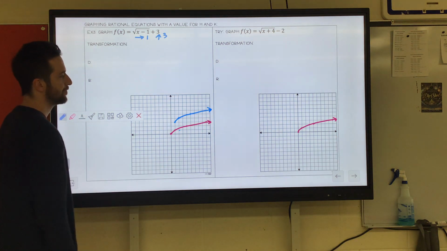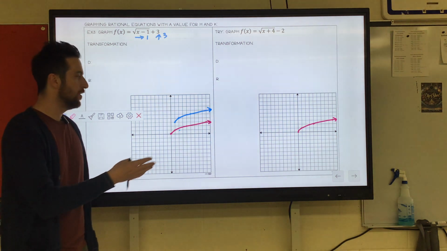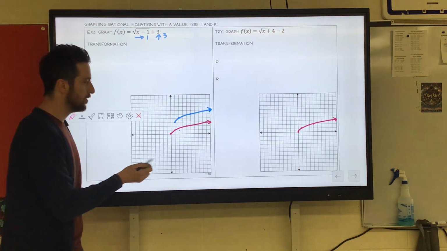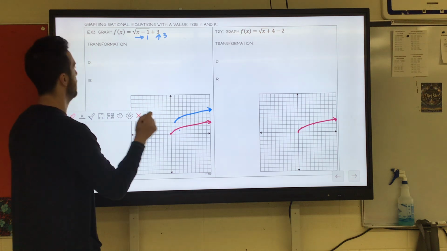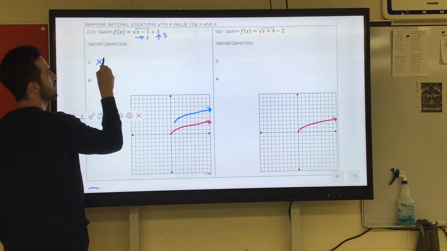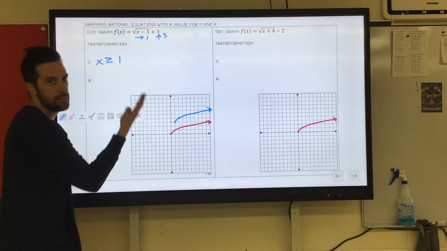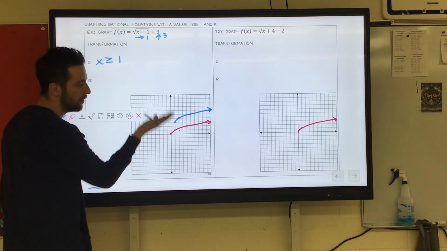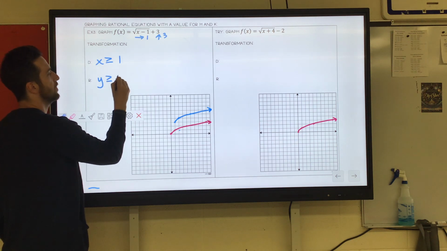Wow. All right, let's do our domain and range. Domain is left and right. What's the furthest left this goes? The furthest left it goes is +1. Everything else is greater than that. So we'll say x is greater than or equal to +1. The y, the range, is your up and down. The lowest this hits is +3. Everything else is above that.